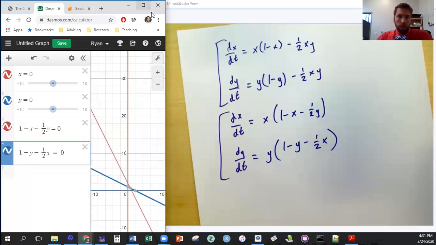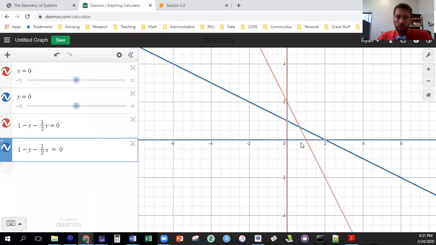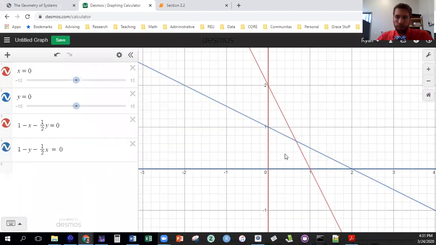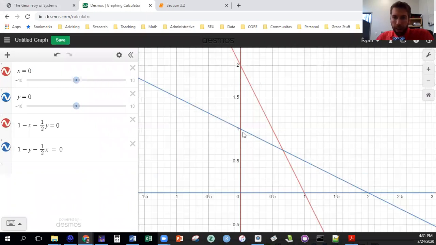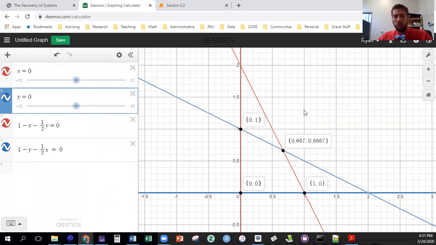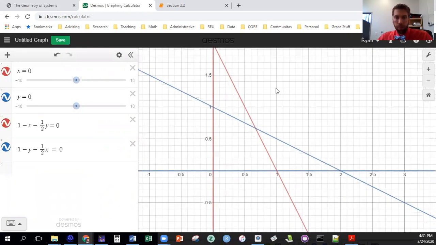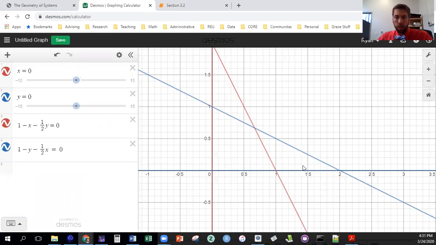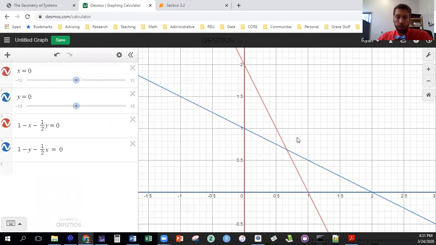Okay, so let's zoom in on this. Anywhere a red line touches a blue line is an equilibrium point. There are equilibrium points there, there, and there, and there. Those are our 4 equilibrium points of the system. Okay, so now, how do we plot the direction field?